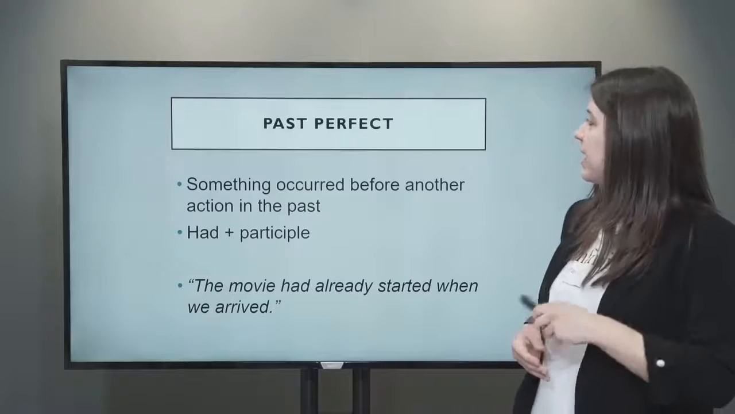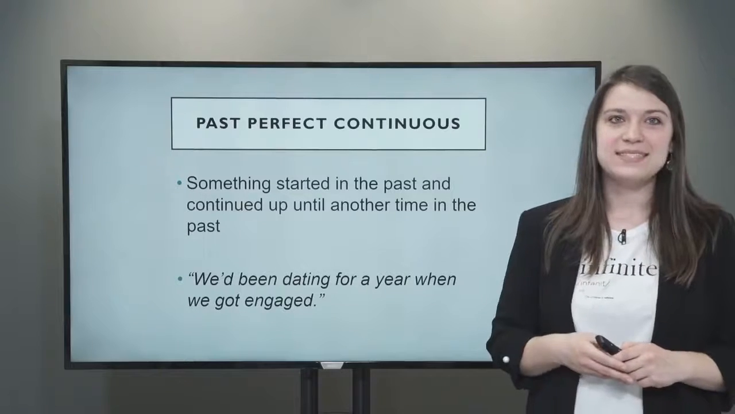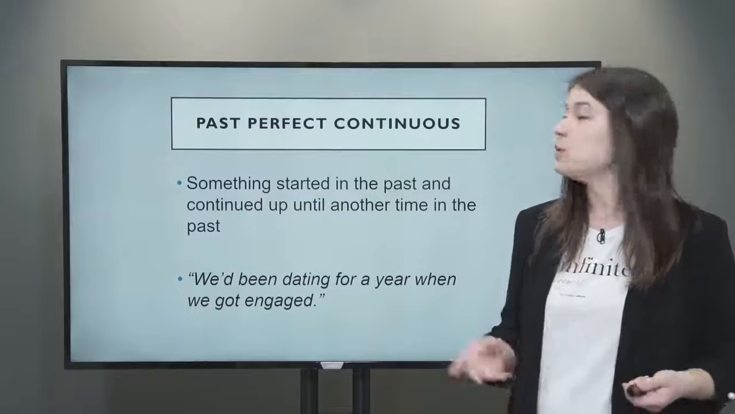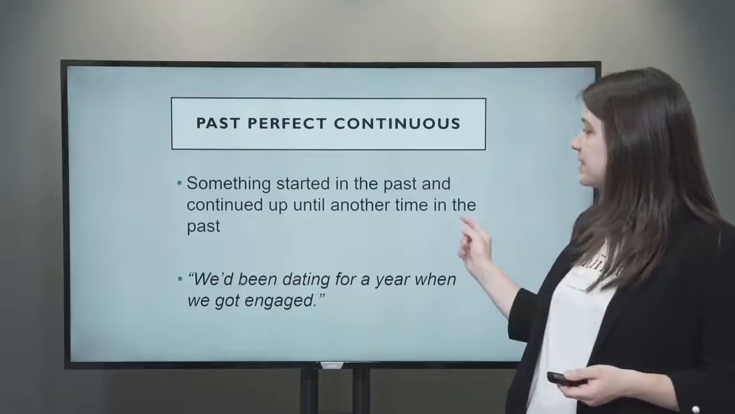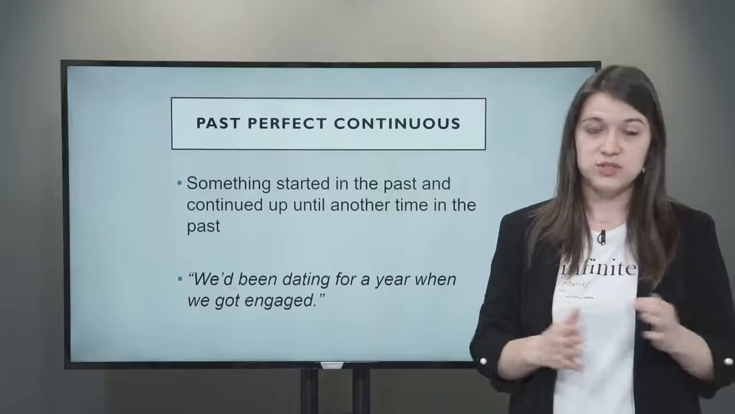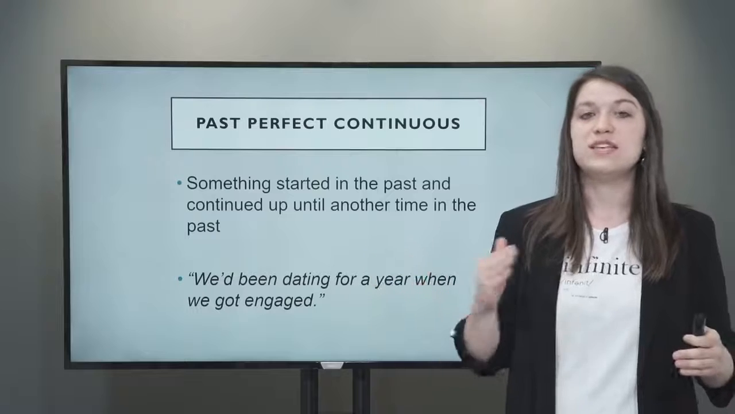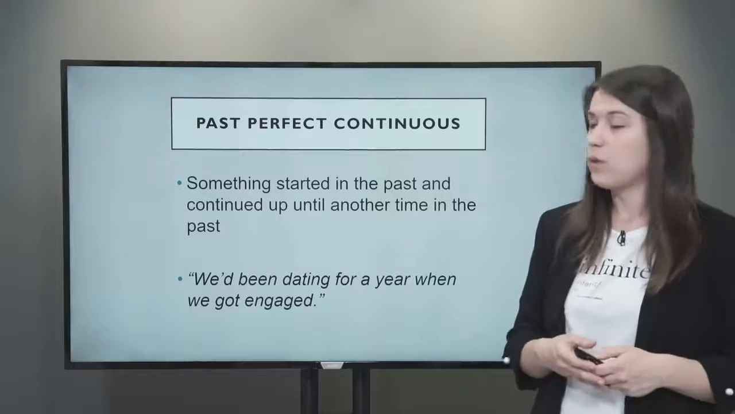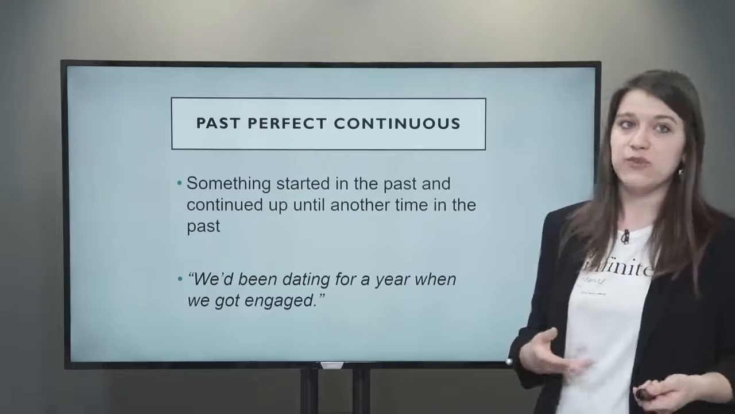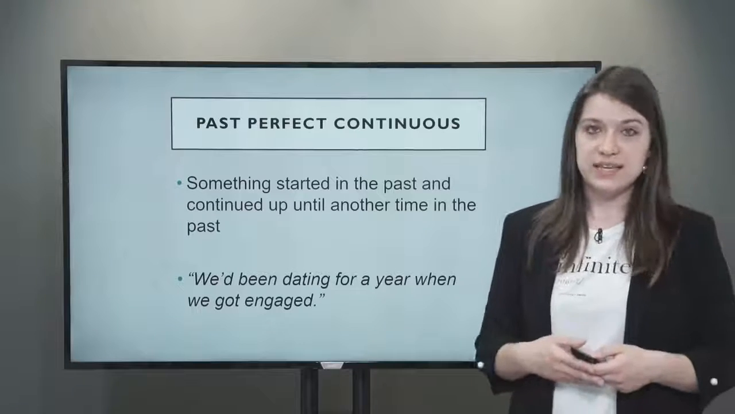Okay? And finally, the past perfect continuous. We use the past perfect continuous for something that started in the past and then continued up to another time in the past. So they're both past, but one starts before another. Okay? So for example, we had been dating for a year when we got engaged.